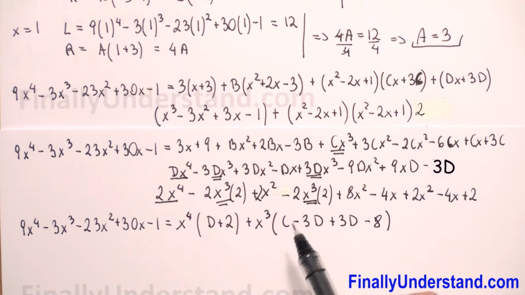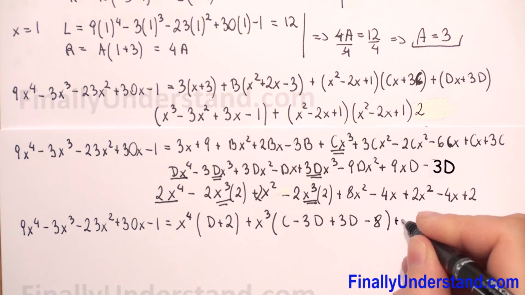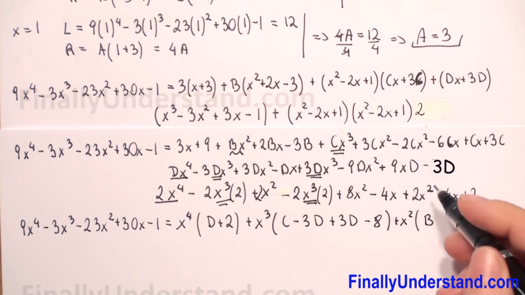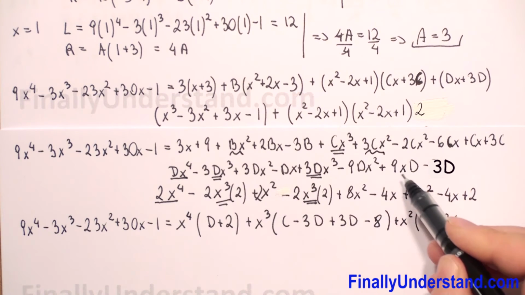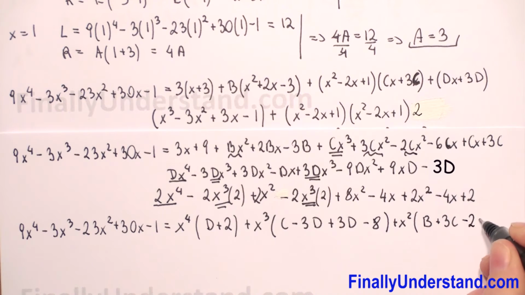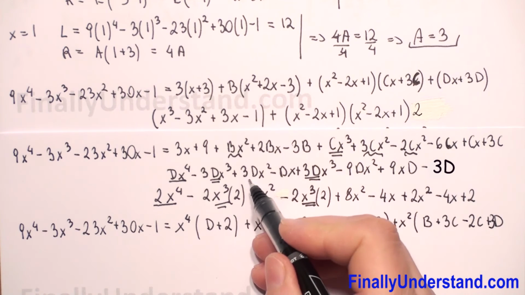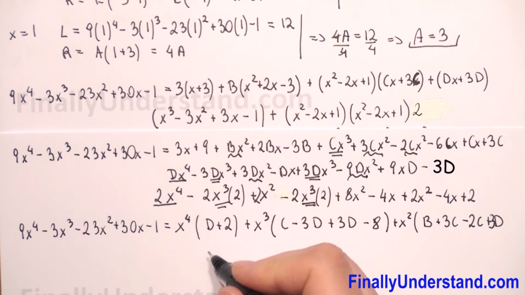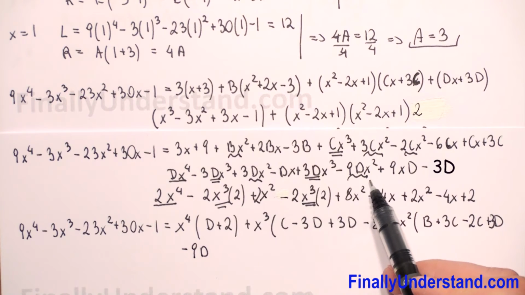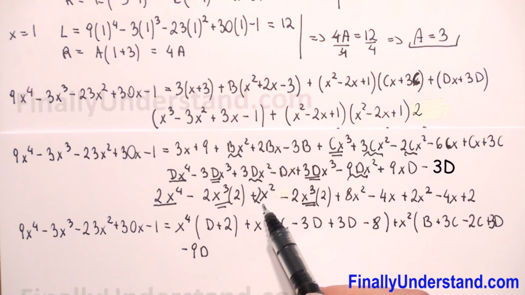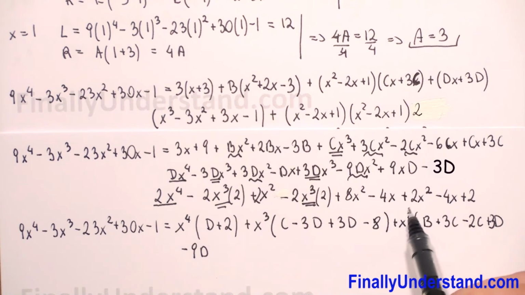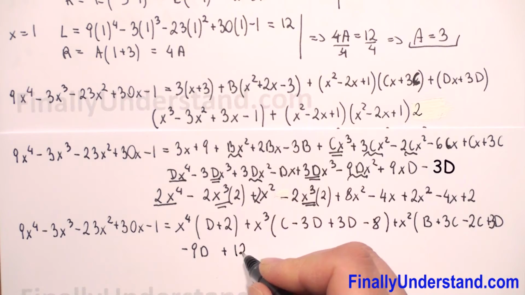Next we will combine the like terms with x squared. So we have plus x squared, and in parentheses we will have b. Next we have plus 3c minus 2c. Next we have plus d, 3d of course, and we have negative 9d, and we have 2x squared and 8x squared, so it's 10 plus 2, so it's 12 plus 12.